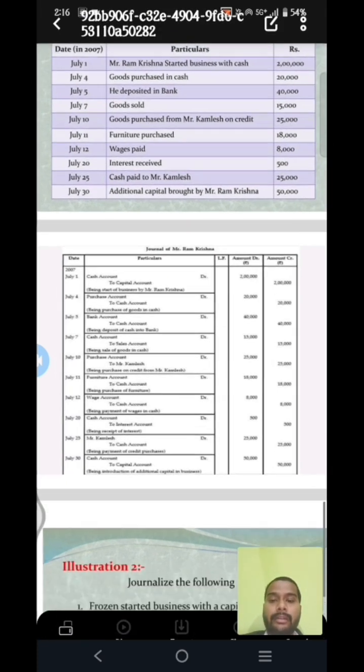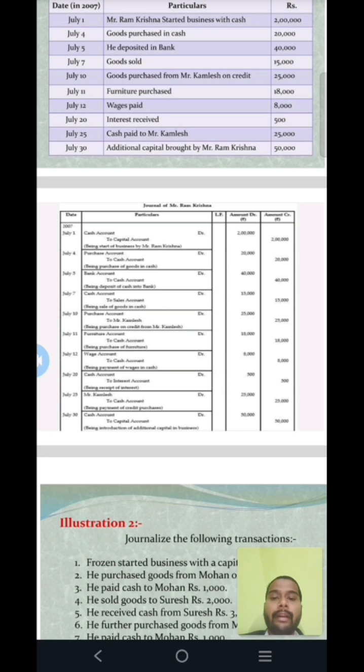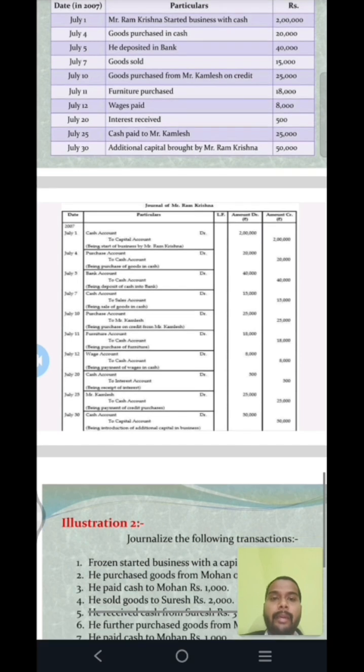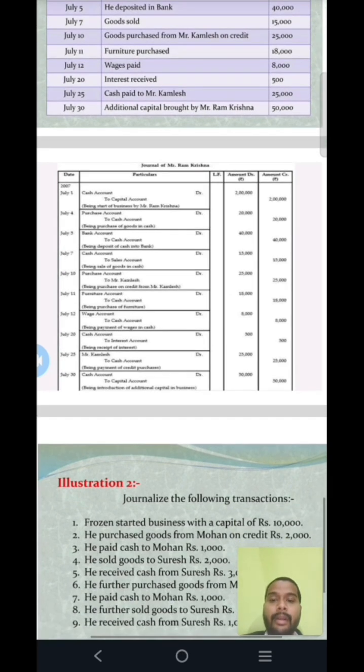Then goods sold. The entry is cash account debit to sales account, 15,000 debit and 15,000 credit. Then the fifth entry is goods purchased from Mr. Kamlesh on credit, 25,000. Purchase account debit to Mr. Kamlesh account, 25,000 debit and 25,000 credit.